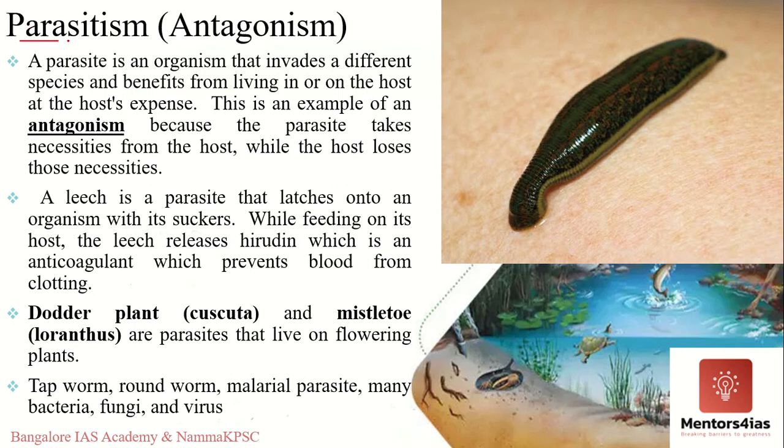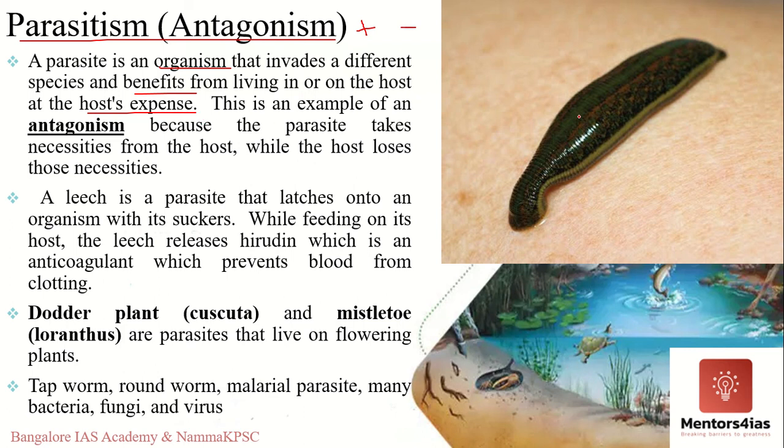Okay. Then we have parasitism. Now, I'm sure everybody understands parasitism, also known as antagonism, and you should also be able to recognize a leech in this particular image. So, parasitism is a relationship between two species where one organism, that is the parasite, lives on or in another organism, that is the host, causing it harm.